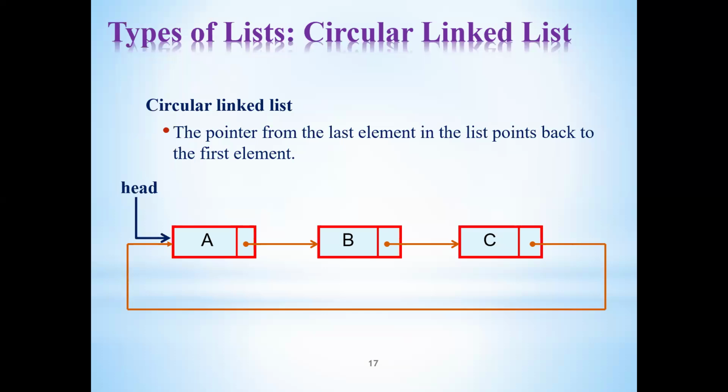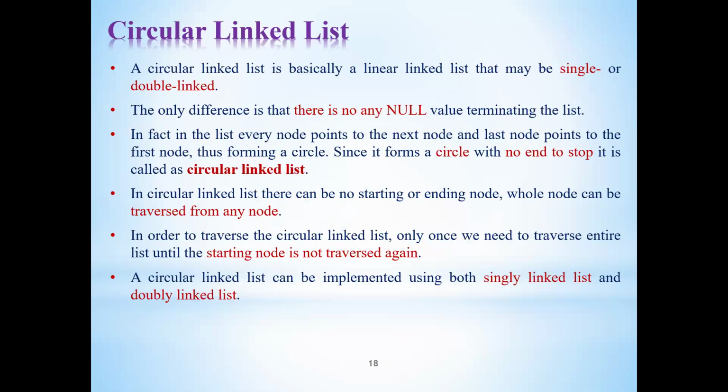So a circular linked list is of two types: a singly circular linked list and a doubly circular linked list. In a singly linked list, if the last node points to the first, we call it a singly circular linked list. In a doubly linked list, if the last node points to the first node and the first node's previous points to the last node, then we call it a doubly circular linked list.